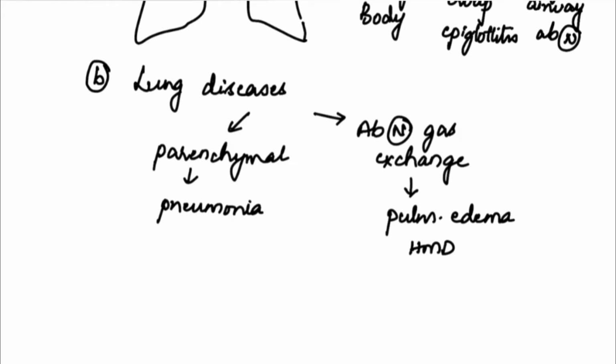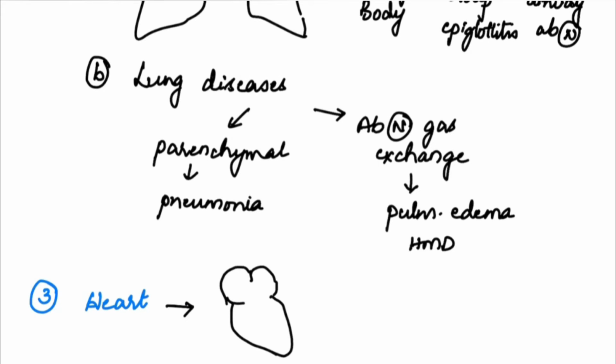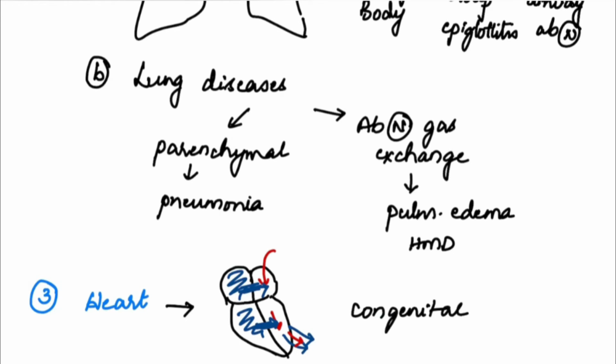So the third cause is because of right to left shunts. Normally the left side of the heart should pump the oxygenated blood, and the right side contains deoxygenated blood. When there is a right to left shunt, there is mixing of this deoxygenated blood with the oxygenated blood, and the deoxygenated blood is pumped out to the body. So this is seen in right to left shunts.